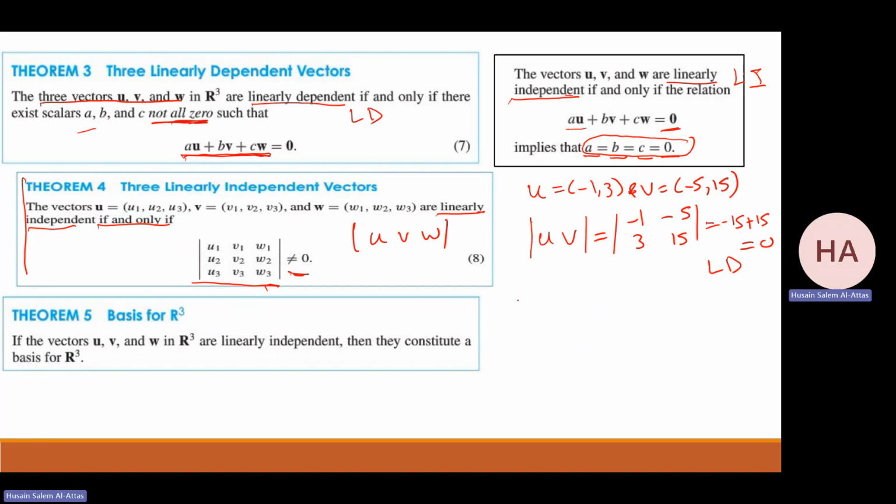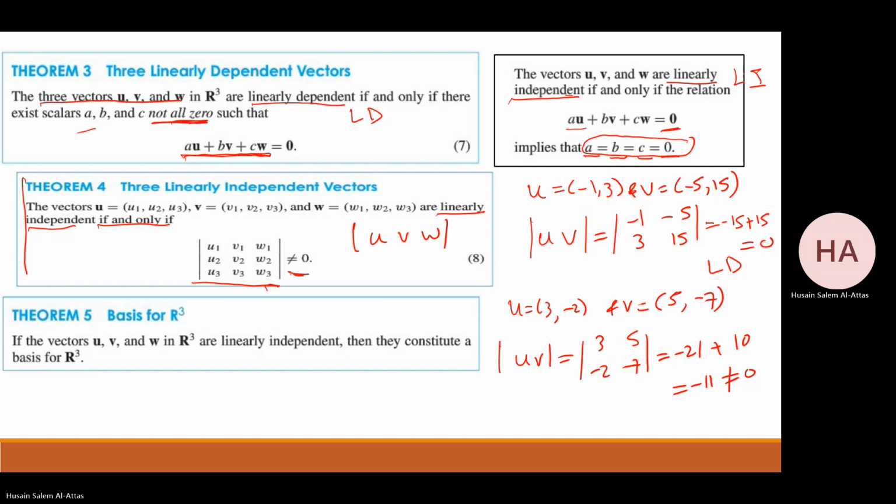Yeah. The other two vectors, 3 minus 2, and 5 and minus 7. What will be now uv? That will be 3 minus 2, 5 minus 7. That will be minus 21 plus 10, which is minus 11. The most important thing is not equal to 0. That means u and v are linearly independent. This is which we know, they are linearly independent.